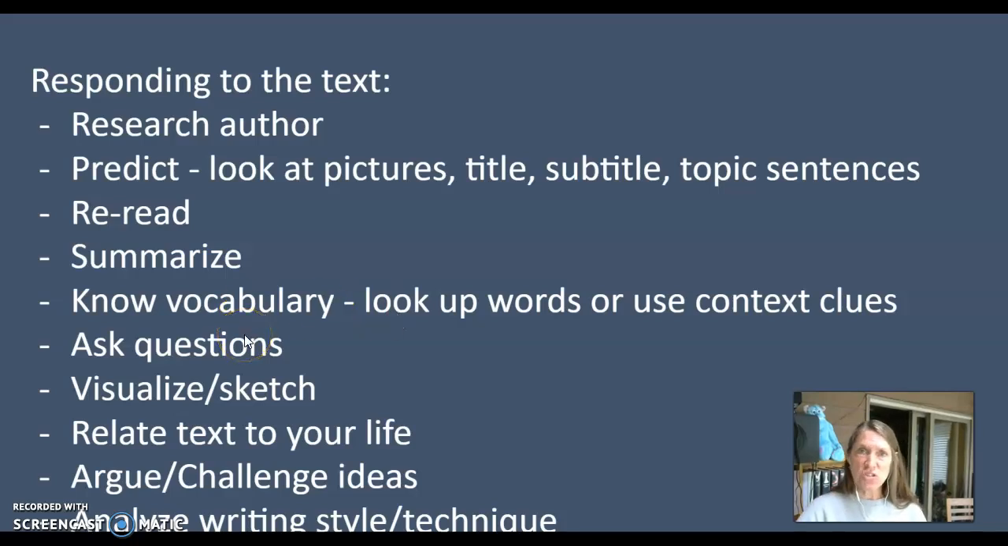Make sure you ask questions in the margins. Good readers know that they may be answered by the time you get done with the text. They may not, but you're just engaging in the text. You're wrestling with the content of that text. You're wrestling with the message of that text. Visualize. Oh, I just love this part.